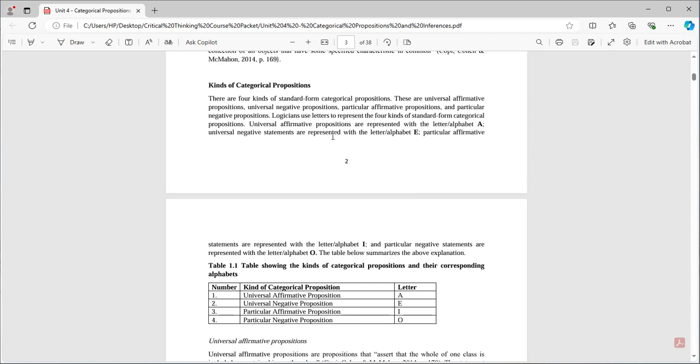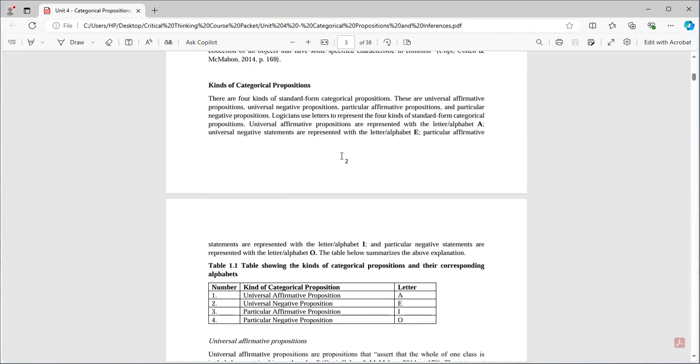Good. So these four kinds of categorical propositions are represented with letters so that we will not be mentioning their names in full. They are represented with letters. Anytime you find a universal affirmative proposition, it is represented with the letter A. Anytime you find a universal negative proposition, it is represented with the letter E.